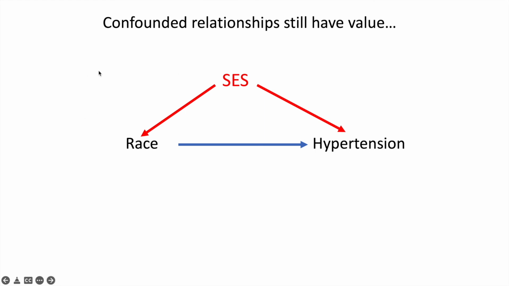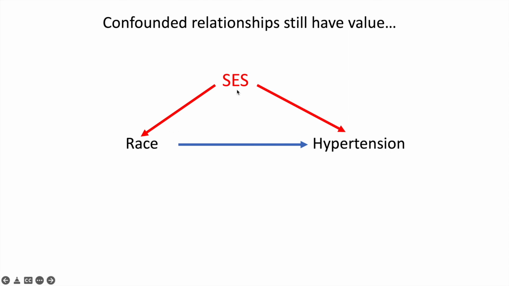And lastly, even if we have a confounded relationship, here it's been observed that race is related to hypertension, and that doesn't actually have much of a biological basis. It's more due to socioeconomic status, so access to healthy food or salty food and stuff like that, and healthcare in general. So it's these inequalities that are responsible for this relationship.